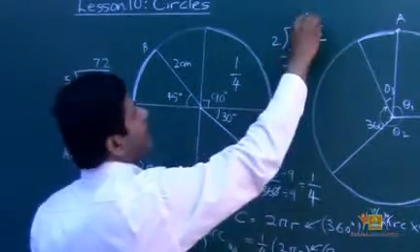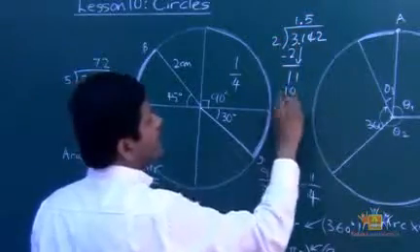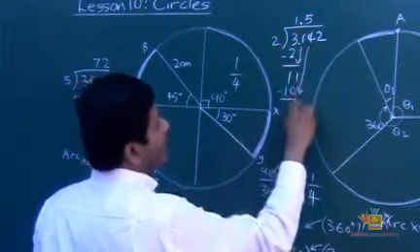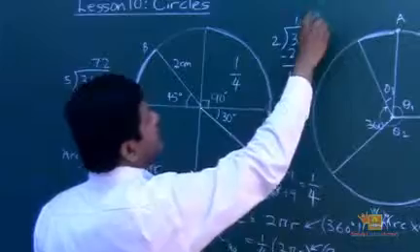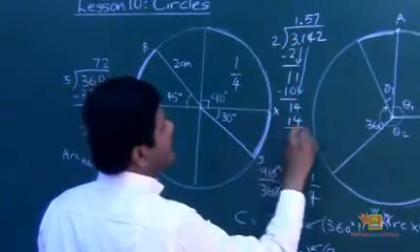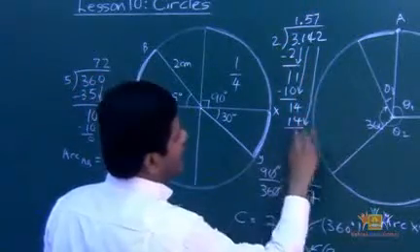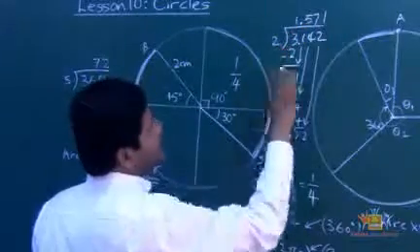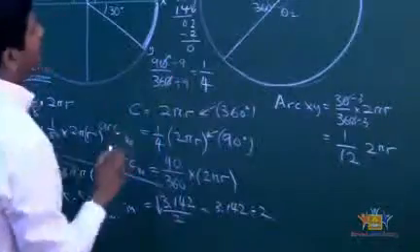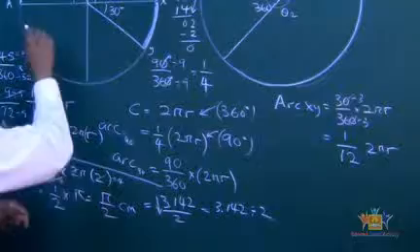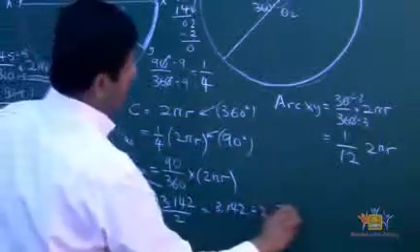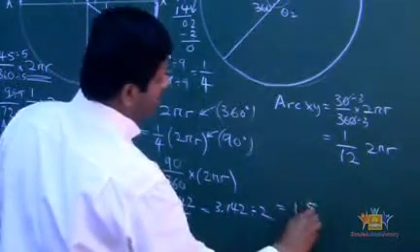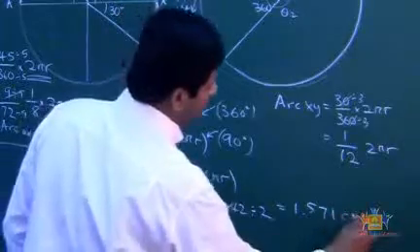In 11 there's how many 2s? 5. 5 times 2 is 10, minus, give me 1, bring the 4 down. In 14 there's how many 2s? 7. 7 times 2 is 14, give me 0, bring the 2 down. In 2 there's how many 2s? 1. 1 times 2 is 2, minus, give me 0. So the arc of AB is 1.571 centimeters, like that.